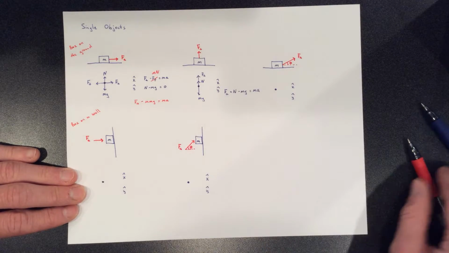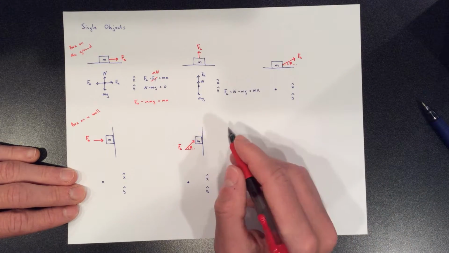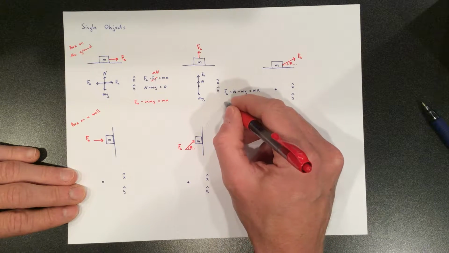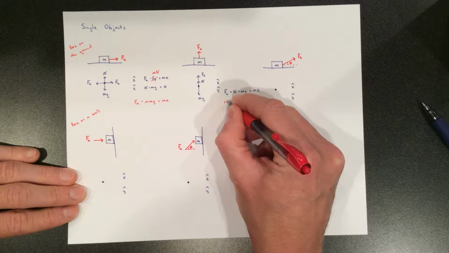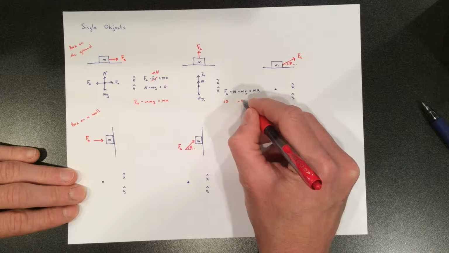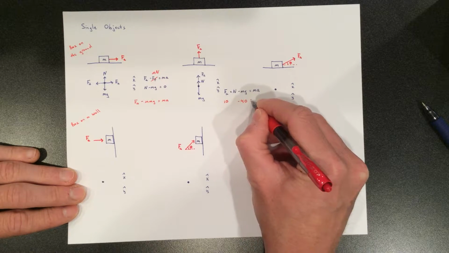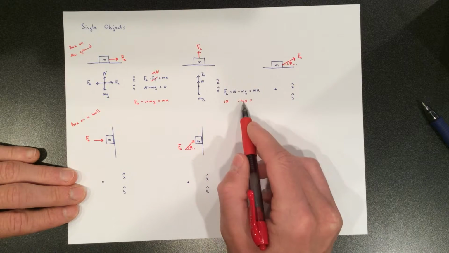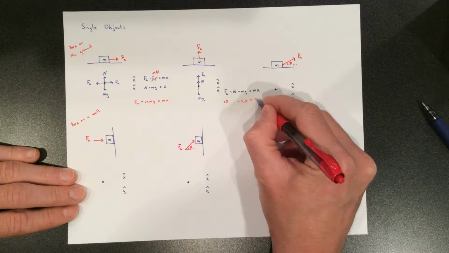But what if we had this scenario? Okay, let's say we had an applied force of 10 newtons. Our box had a weight of 40 newtons. Well then, if you only pulled up 10 newtons and it weighed 40 newtons, you're not going to have an acceleration.